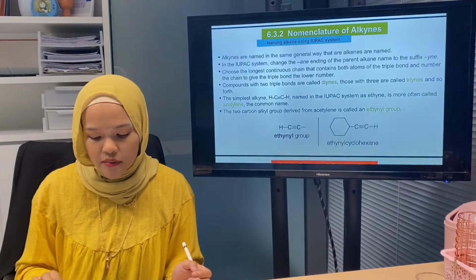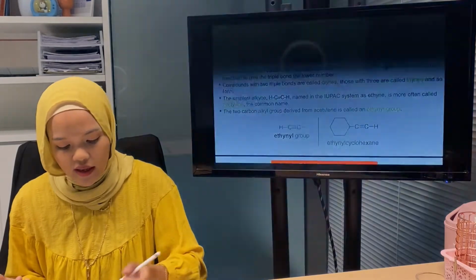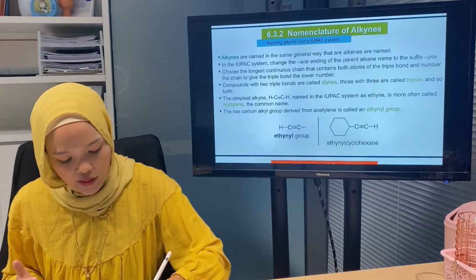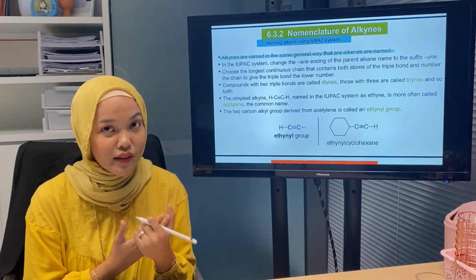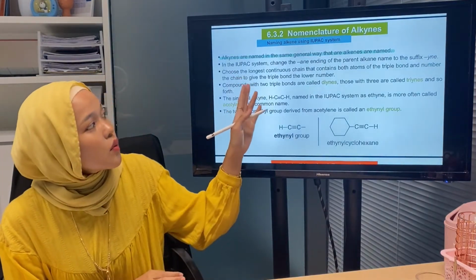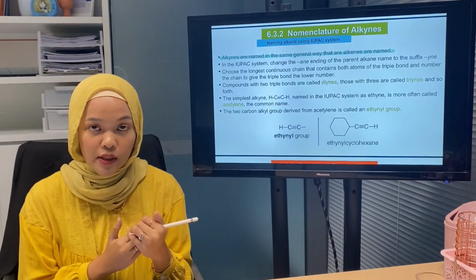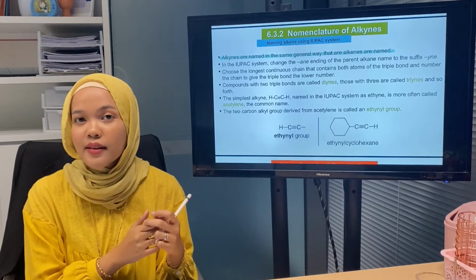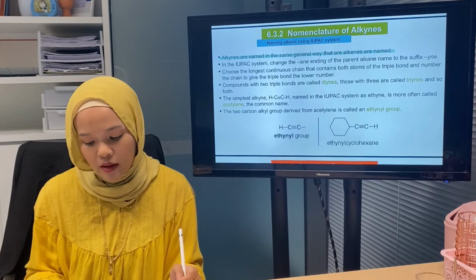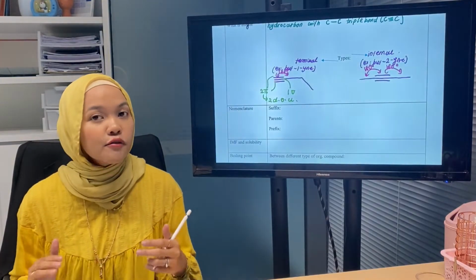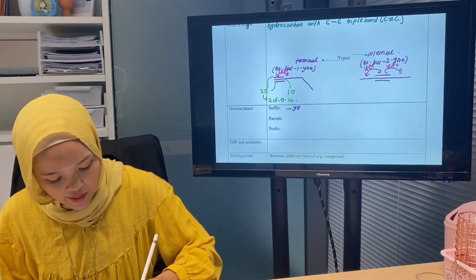In terms of the nomenclature, what is the difference? If you see here, alkynes are named in the same general way that alkenes are named. So we use the IUPAC system, except that the suffix is going to be different. As you can still remember, the suffix represents the functional group that we have. So if we have alkyne, the suffix is going to be -yne.